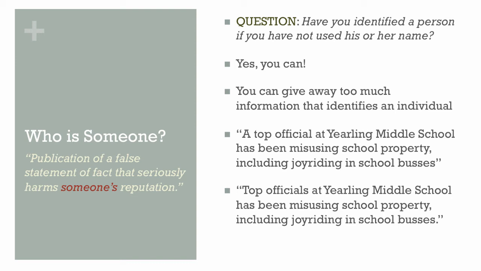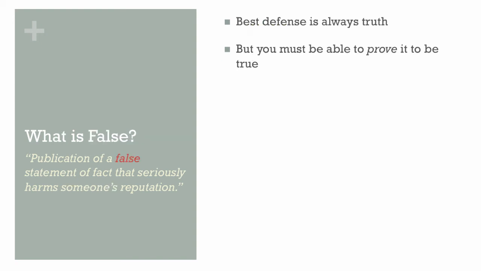Now you've just created group libel, so now more people can sue you. You're still identifying a relatively small group of people, top officials at one middle school. A better way to do it might be to say, and these are real things that happened in Okeechobee, by the way, an official in the Okeechobee County School District has been arrested for misuse of school property, including whatever. Because that's a wide enough net, now you can't identify the person, because there are 17 schools in Okeechobee County, believe it or not.